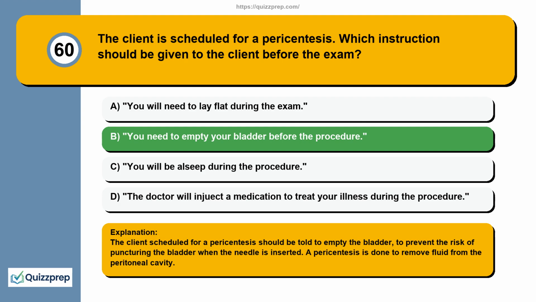The client scheduled for a paracentesis should be told to empty the bladder, to prevent the risk of puncturing the bladder when the needle is inserted. A paracentesis is done to remove fluid from the peritoneal cavity.